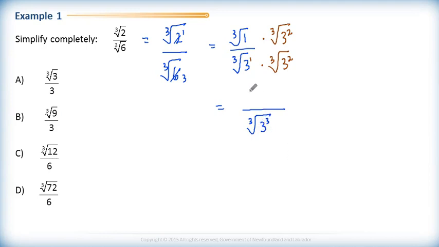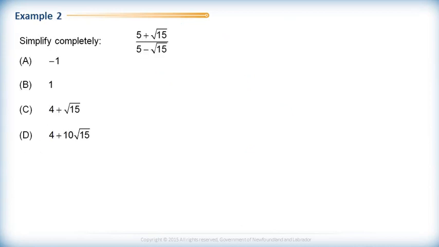In the top, we will have the cube root, well, 1 times 3 squared is just going to be whatever 3 squared is. So we've got the cube root of 9 in the top. In the bottom, the index and the exponent are the same. They cancel each other out, so we're left with a 3. Our answer is B.